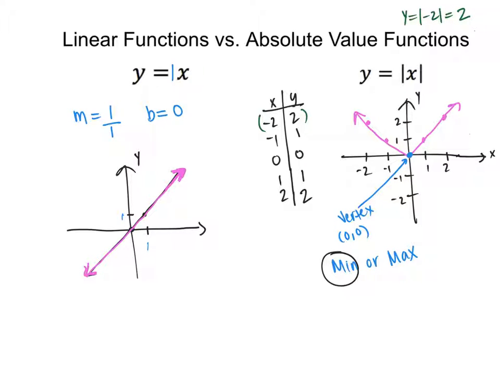So let me give you another example. So minimum is something like a V, and then the bottom here would be your minimum. Whereas if you had a V that was like upside down like this here, your vertex would be called your maximum. So that's the difference between a minimum and a maximum on an absolute value function. All right, so now let's take a look at what happens when you graph an absolute value function and you add some shifting to it.